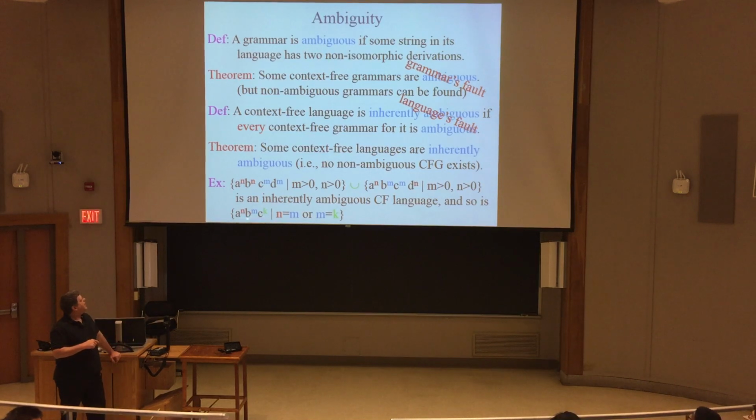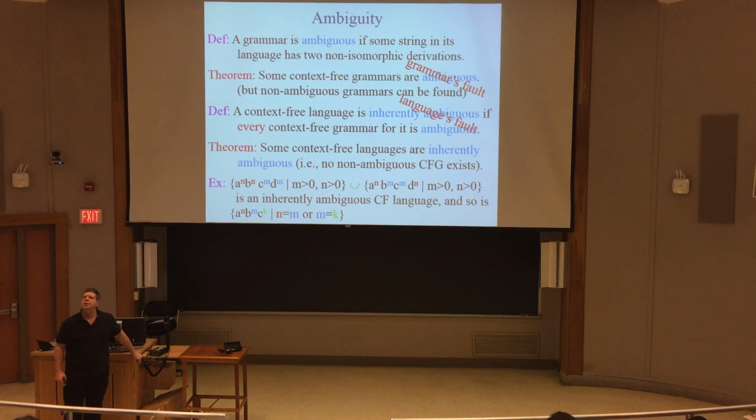So is this language, a^n b^m c^k, where either n is equal to m or m is equal to k. Either the first two exponents are the same or the second two are the same. In other words, the number of a's must match the number of b's, or alternatively, the number of b's must match the number of c's, or both. Because it's an or, it's not an and. So that's a context-free language, but this was a grammar for it, but every grammar for it will be ambiguous necessarily. So people can prove these things, and people have proven these things. So you should just be aware of that.